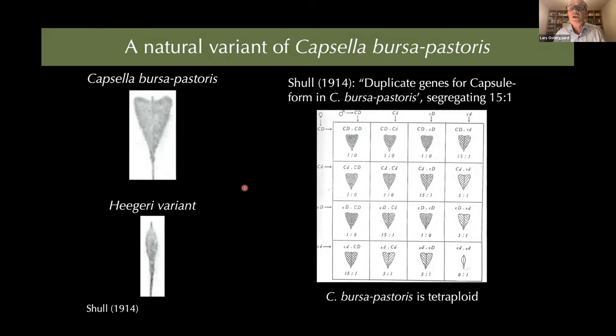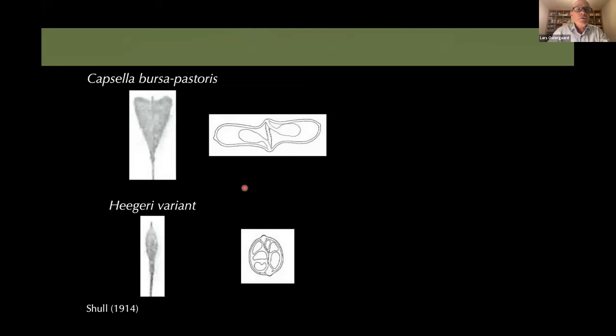But George Harrison Shull already at that time suggested that this distribution of 15 to 1 could be because Capsella bursa-pastoris is tetraploid and not diploid like the pea, in which Mendel did his experiments. So tetraploid means that there are two copies of the diploid genome. George Harrison Shull's wife did some nice sketches for him for this publication, and looking at cross sections, you can see how the wild type Capsella bursa-pastoris fruit is very wide and flat with the seeds inside, whereas the heegeri mutant is short and round, with the seeds all crammed up inside.